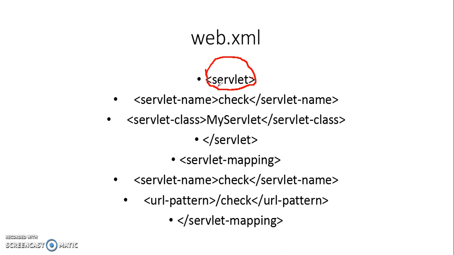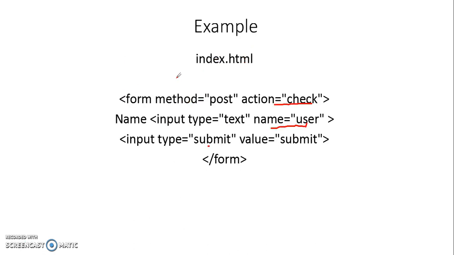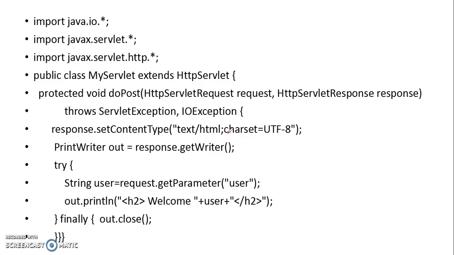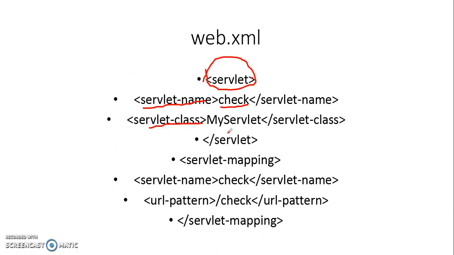So here we are starting a tag known as servlet, and within that servlet tag we have the servlet name, which is named check, that we have written in our form action over here. And our servlet class name is MyServlet, under which I have saved this code. This is our servlet code, and I have saved it with the class name MyServlet, so I am specifying it. So now we have to map this servlet.